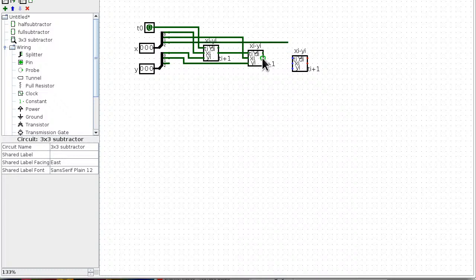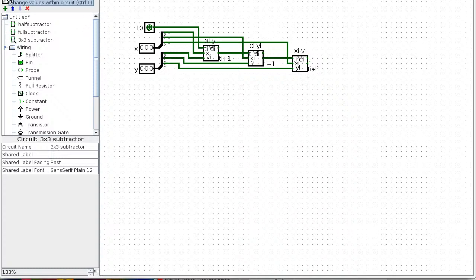The output TI plus 1 goes to TI of bit 2, and X2 goes to XI of the last full subtractor, and bit 2 of Y goes to YI of the full subtractor of bit 2. And now we have 4 output pins that need to be connected. Here's 1, 2, 3, and 4.